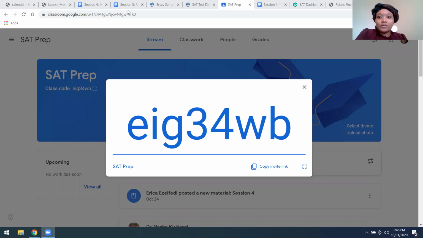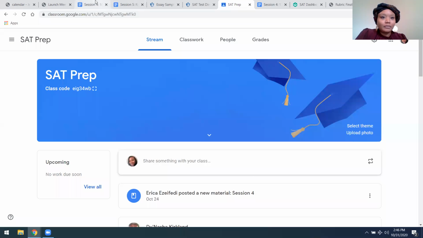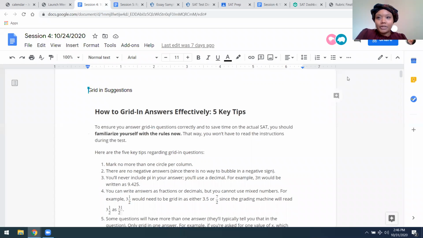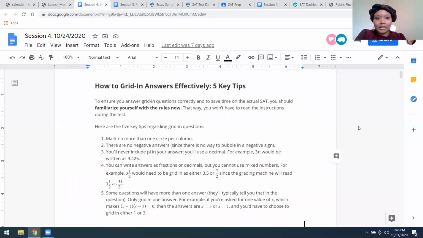All righty, we're going to start off with a little information about the grid-in answers. The grid-in answers are where they don't give you multiple choice options, and you have to create an answer totally by yourself.